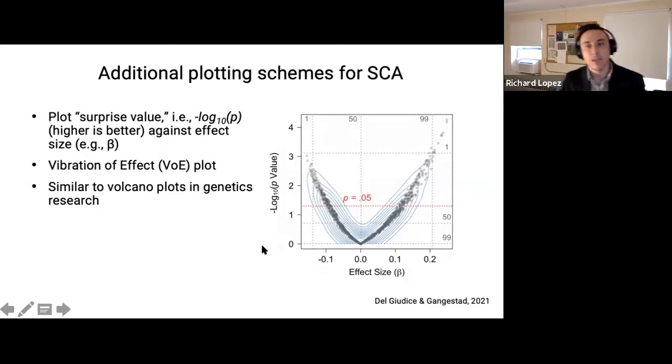But this is just another way to quantify results from a specification curve analysis, just setting it up a little bit differently. But I wanted to commend this to you. You may see this in papers that use it.